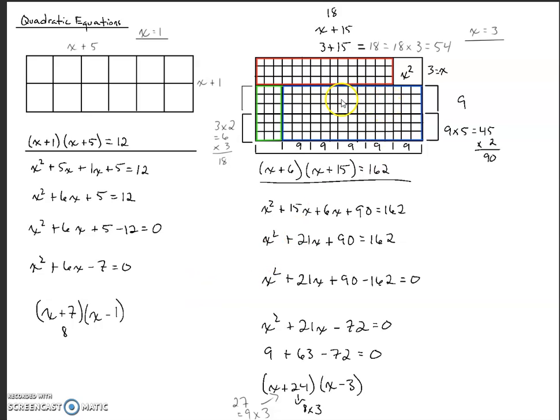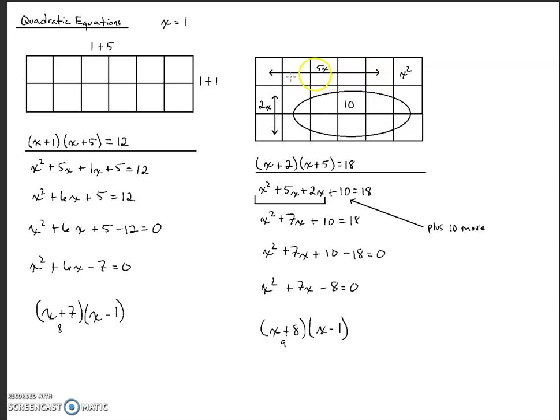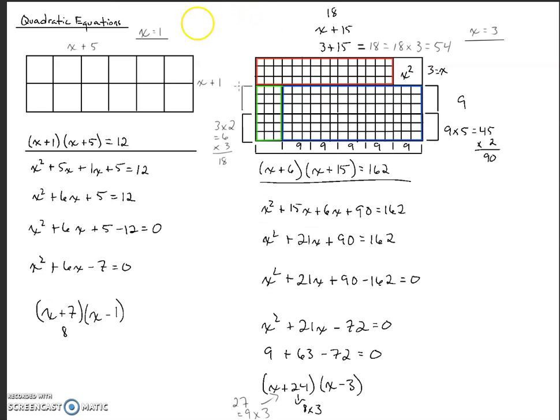And if we just change the number and make this x equals 3. So we got x plus 6 and x plus 15 equals 162. And here again, x squared, 5x, and there's 90 more. And that's what I'm looking at here. So this portion here represents the same idea, only just with a lot more squares.